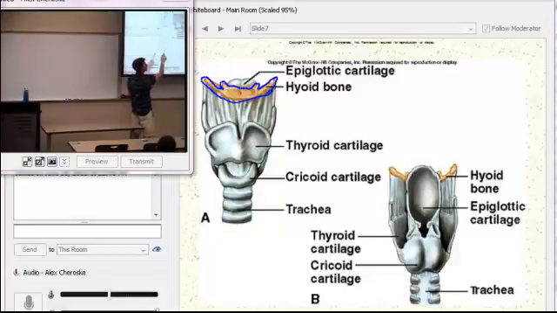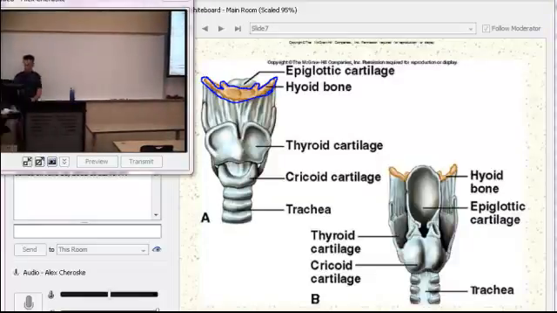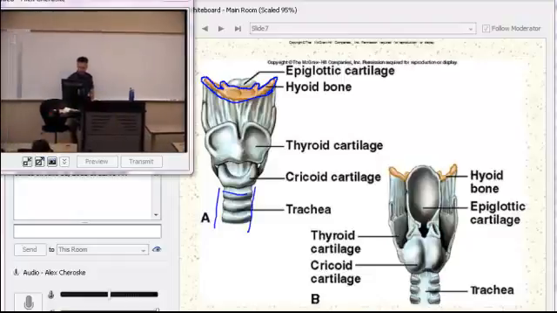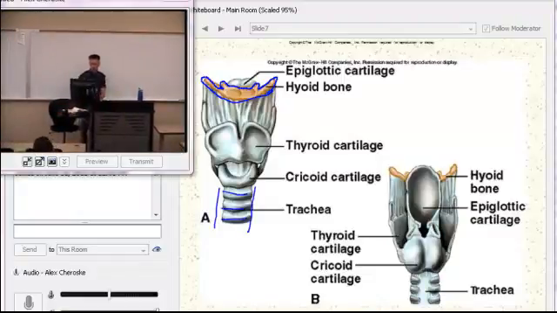We have the thyroid cartilage down beneath it that kind of forms a protective circle around the larynx. And then down below that, we have what's called the cricoid cartilage. And then we just get the trachea, where we have our hyaline cartilage rings, which work to hold it open.